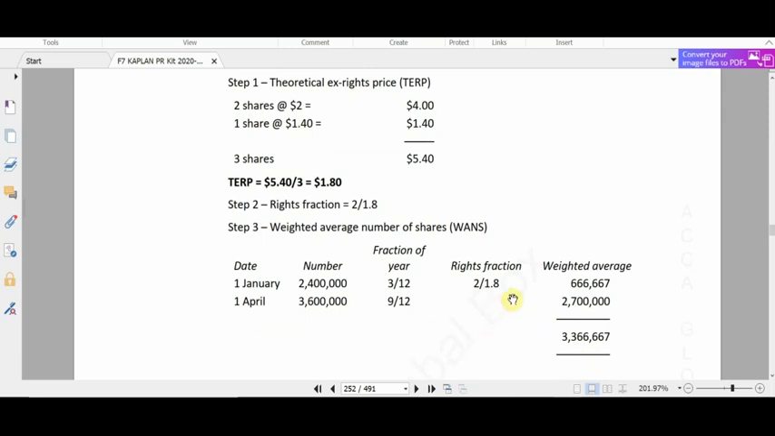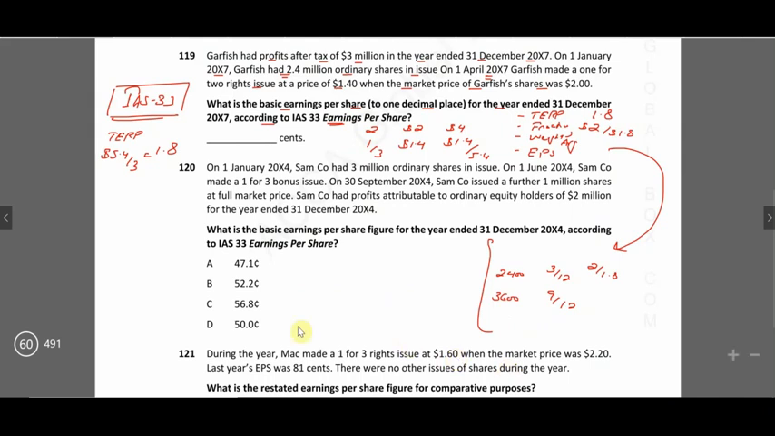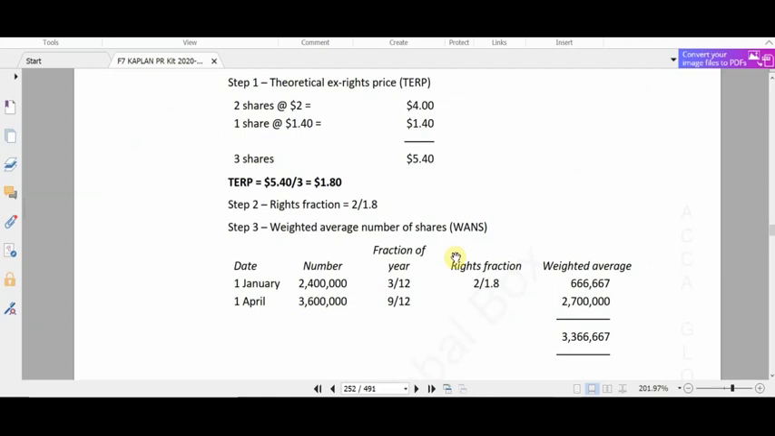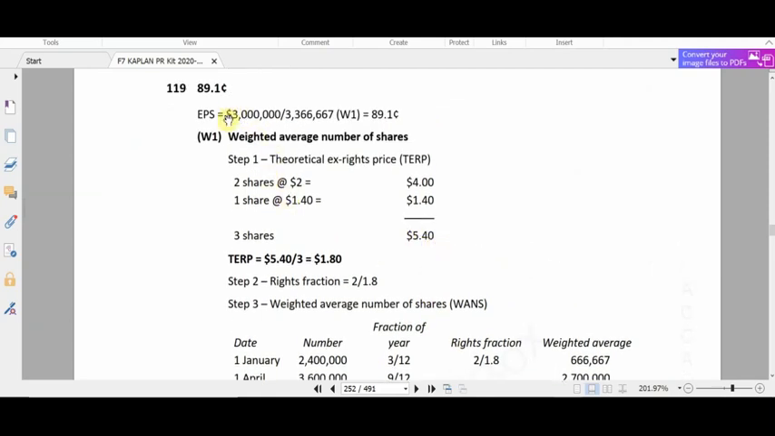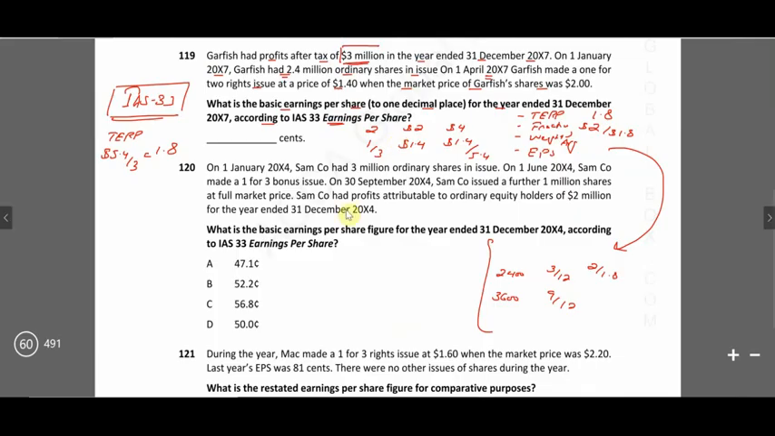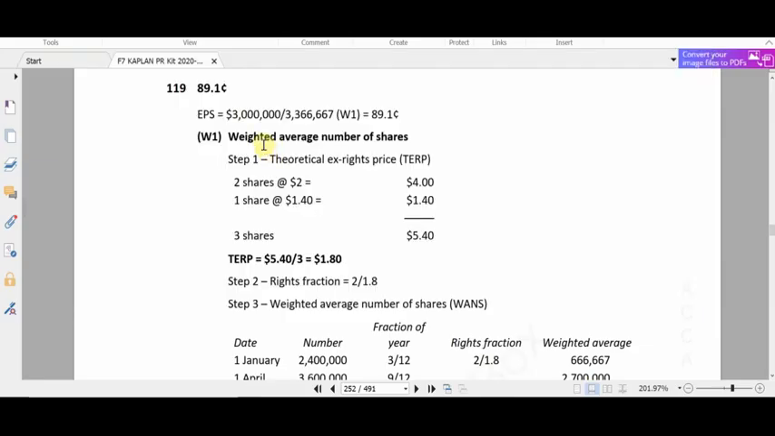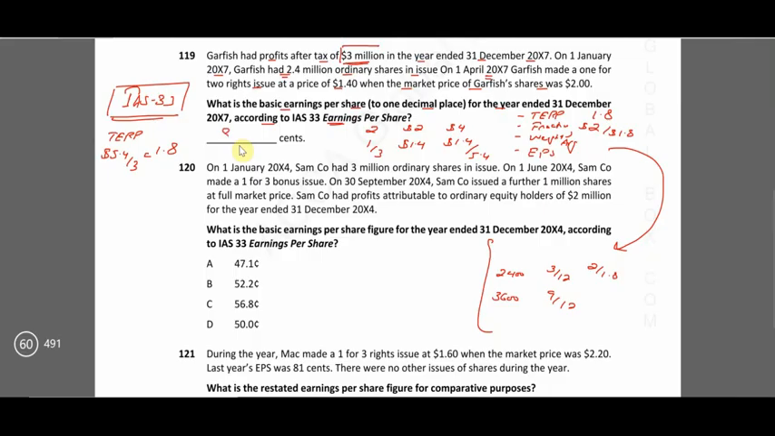Now we need to calculate the EPS. The EPS thing is simple. So we are going to take profit after tax, which was 3 million. So 3 million divided by the weighted average number of shares which we have calculated. So 3 million divided by 3366667. So you get 89.1 cents. So 89.1 is your answer. So this is how simply we are going to calculate the EPS.